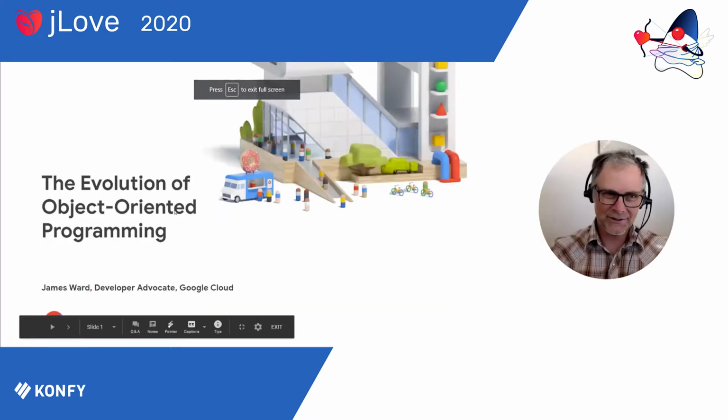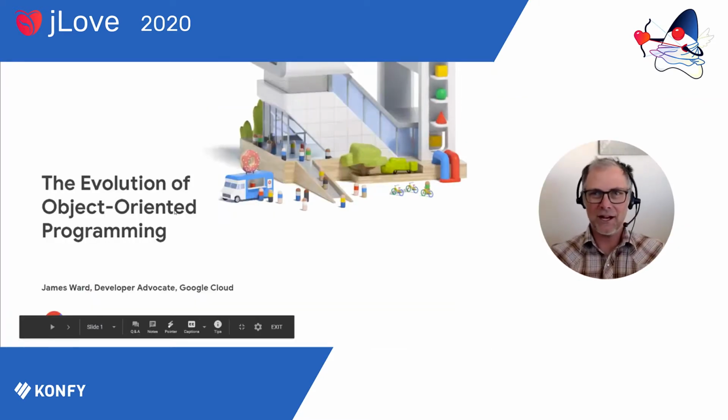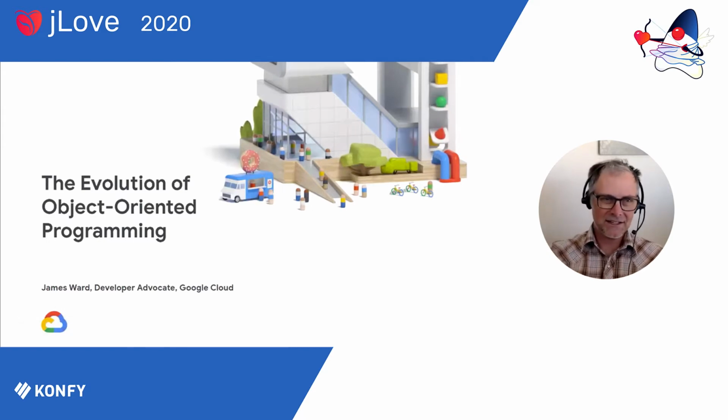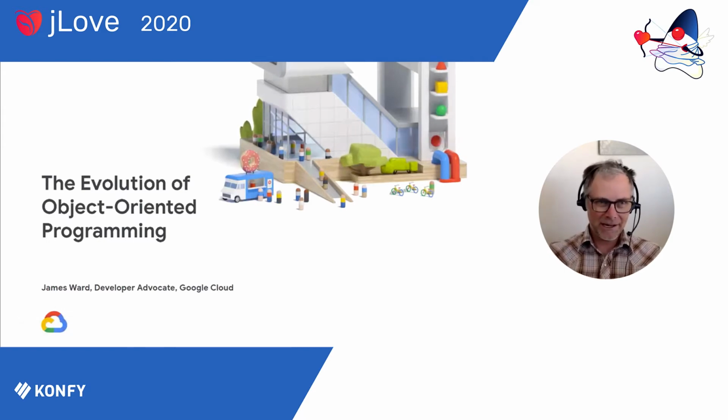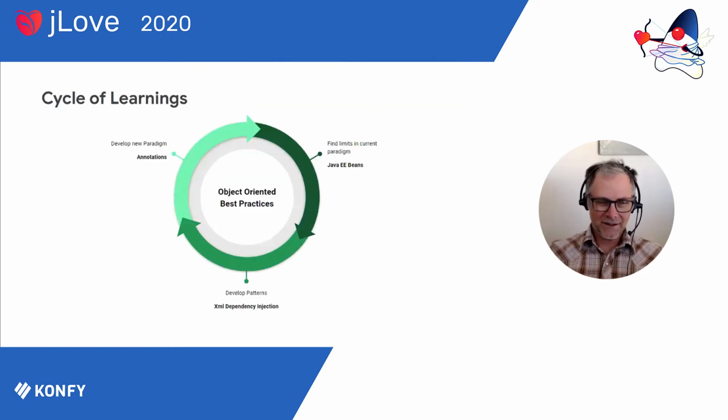So this talk is going to be about the evolution of object-oriented programming. We're going to talk about changes that are happening with the ways that many of us have been programming for a while. One way that I like to look at this is that there are cycles that happen in a lot of things, but today we'll be talking about it in terms of object-oriented programming. The cycle often begins with finding limitations in some current paradigm that we have with how we're building things.